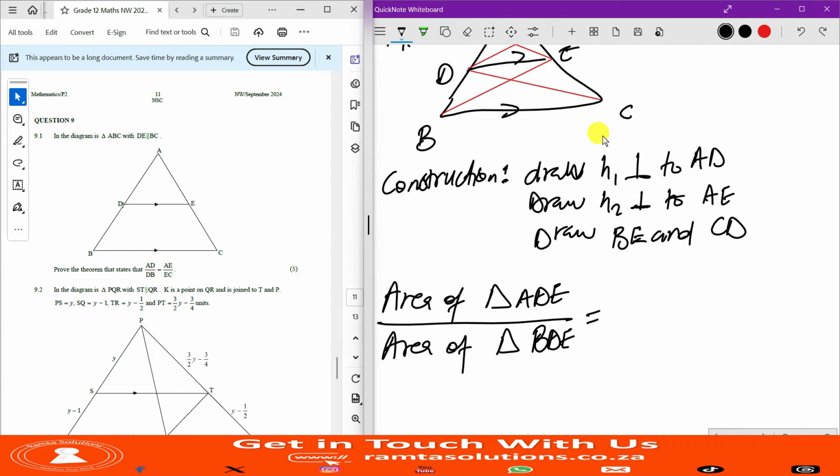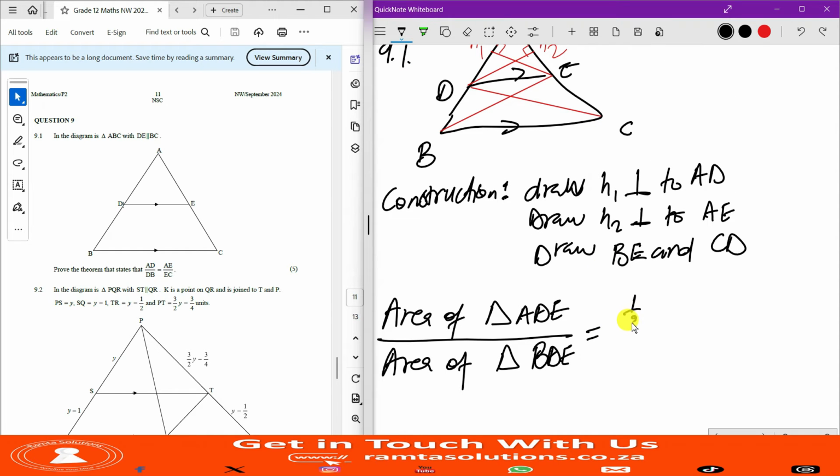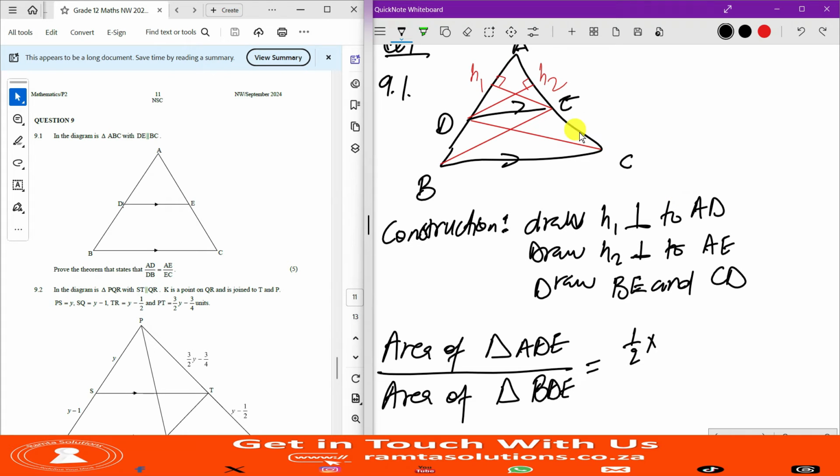Let's see. This is half. We know the area is half times base times height. So the base here is perpendicular to the height. What is the base for ADE? It is AD. What is the height? Height is H sub 1.